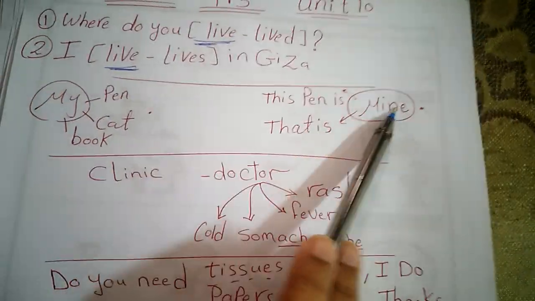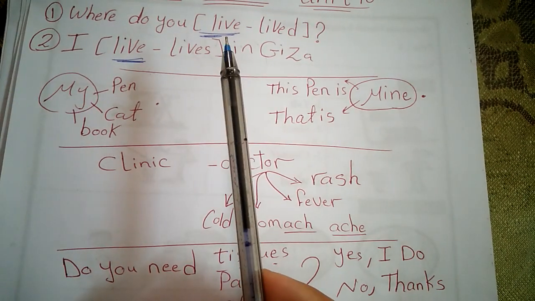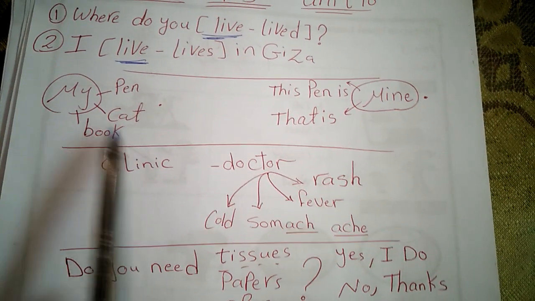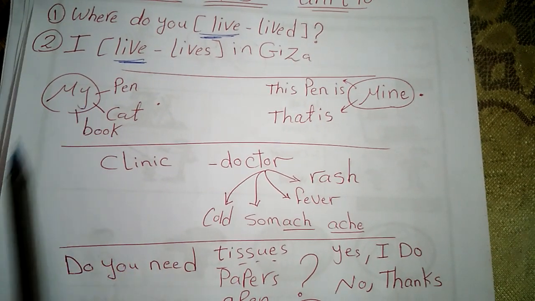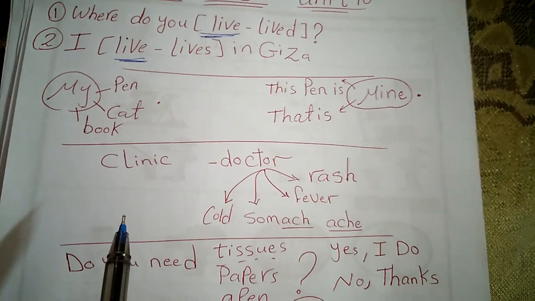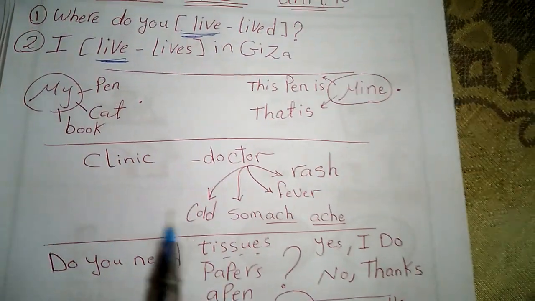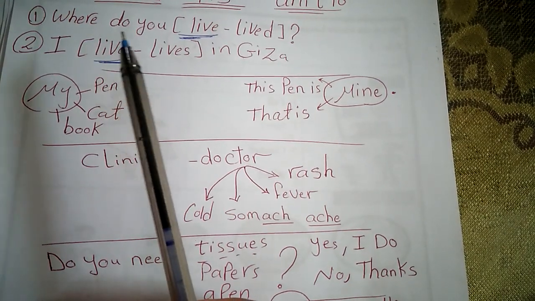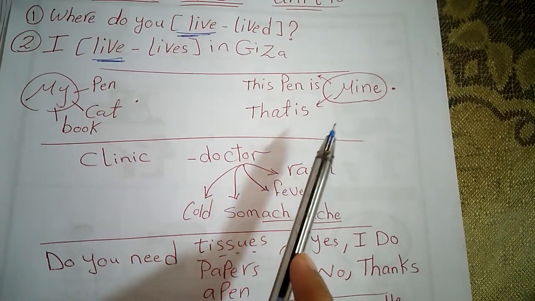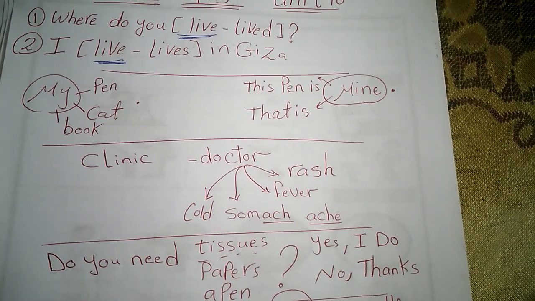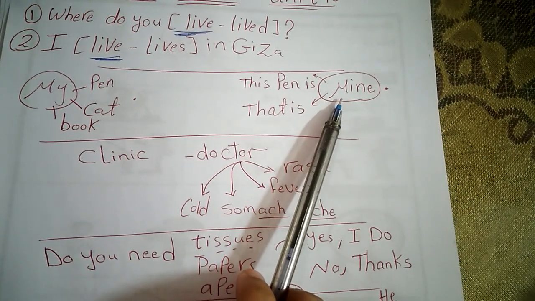Okay, after that we have my and mine. They are the same, but we put them in another place in the sentence. This is my pen. It is my cat. Where is my book? So put the noun after my. But mine comes at the last of the sentence. For example, this is mine, or this pen is mine. This cat is mine. That dog is mine. That book is mine. So mine comes at the last of the sentence.